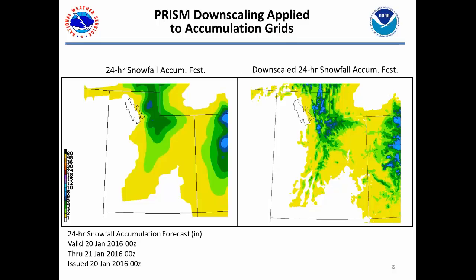As I mentioned, we also apply PRISM downscaling to our accumulation grids, and this technique allows us to add fine-scale detail to our grids in areas with complex terrain. So you can see on the left panel here, this is an example of a non-downscaled 24-hour snowfall forecast, where the figure on the right is showing the effect of the PRISM downscaling. And you can see that this technique does enhance the accumulation over areas of complex terrain.